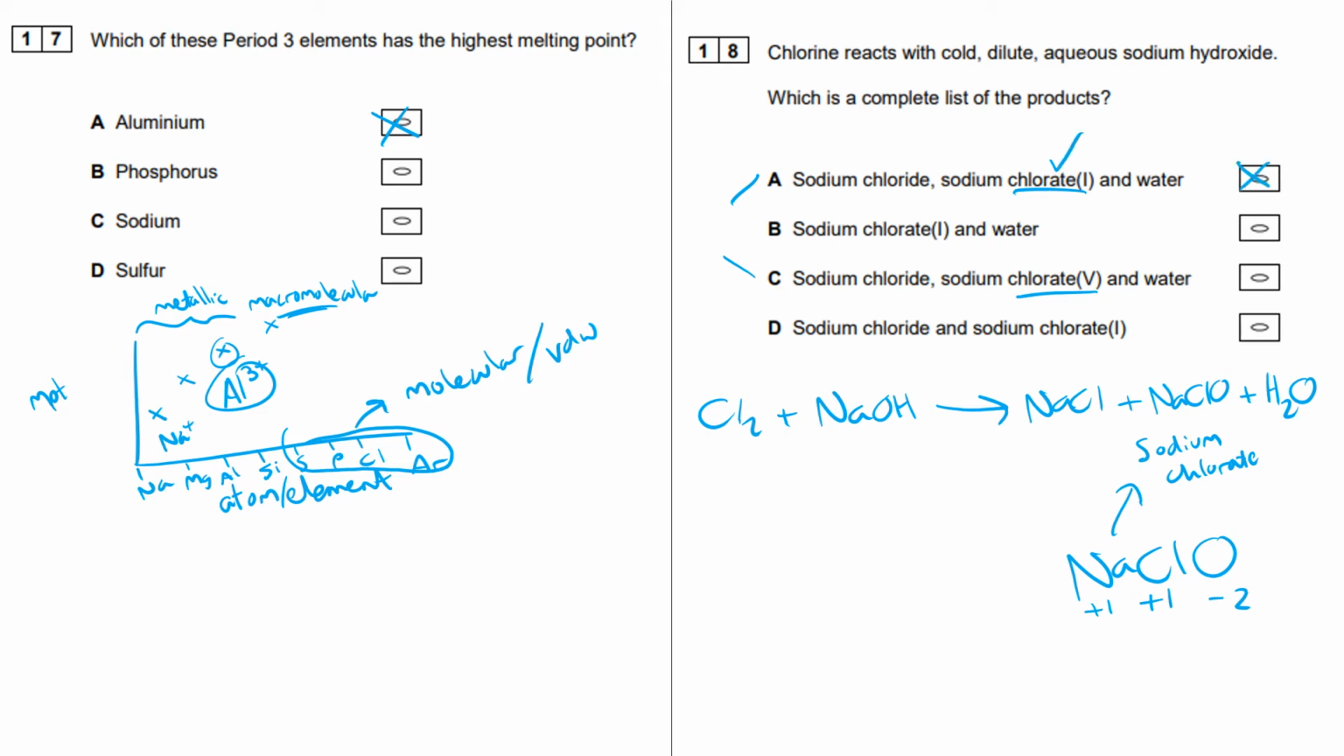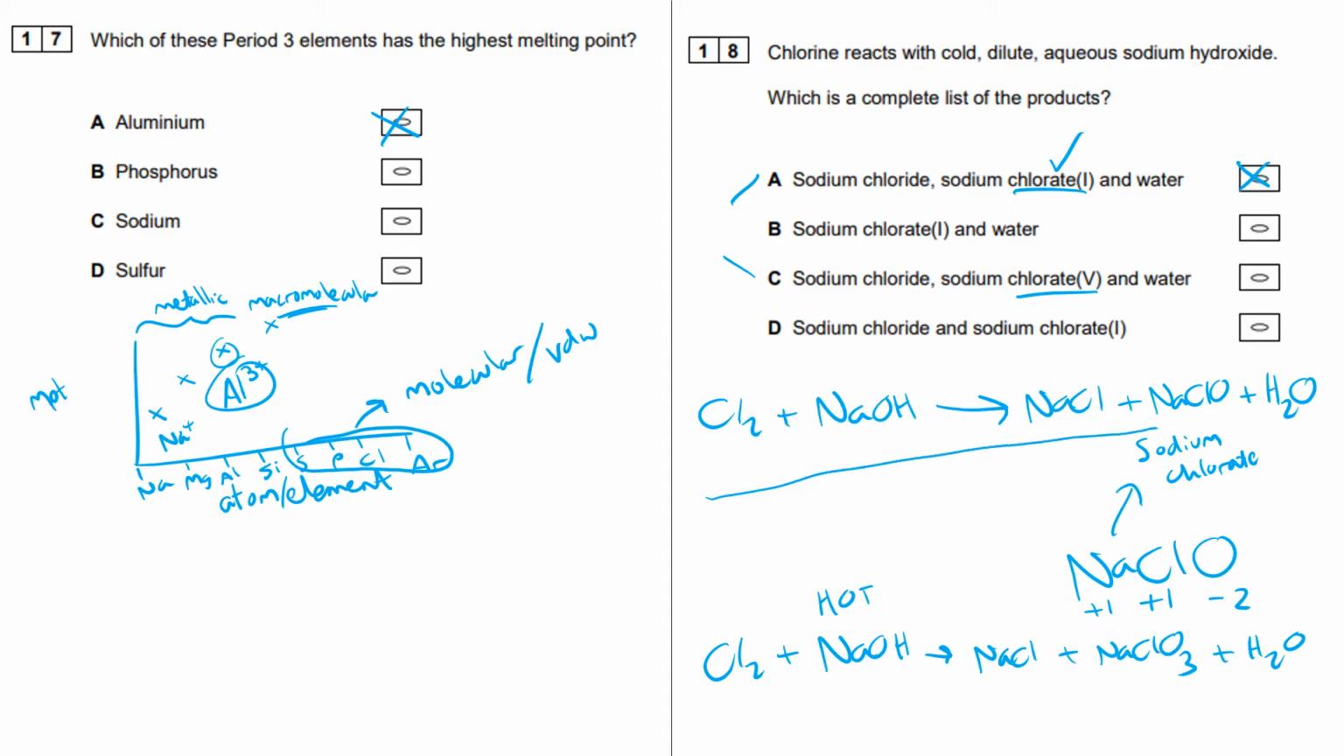Just as a side note, if chlorine was to react with hot sodium hydroxide, you make the other products. So you get sodium chloride, sodium chlorate 5, and water instead. But cold NaOH is the one on the specification, that's the one that you have to learn. The one in hot NaOH is not on the specification.